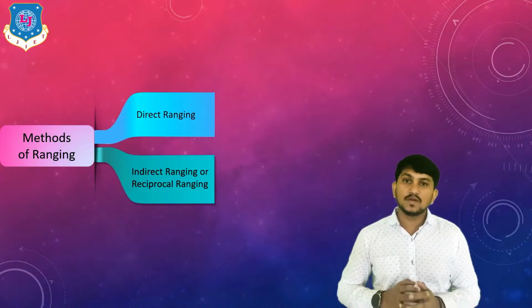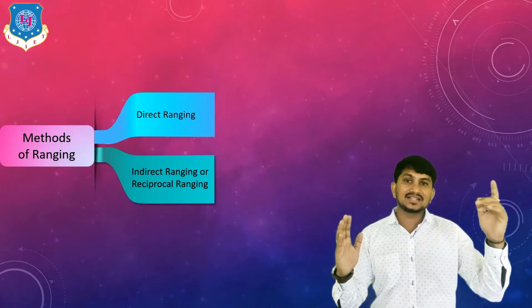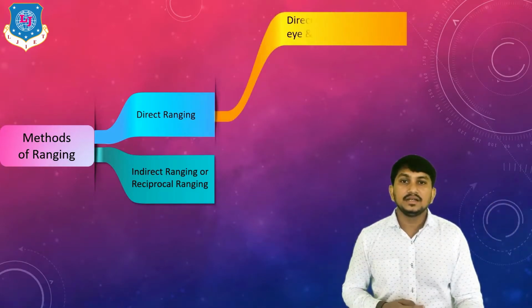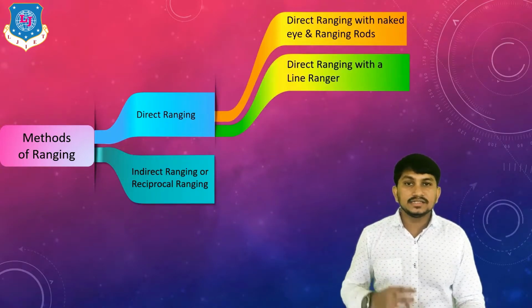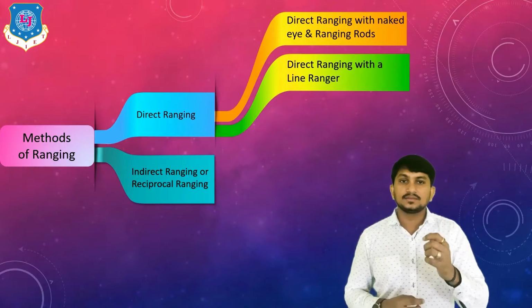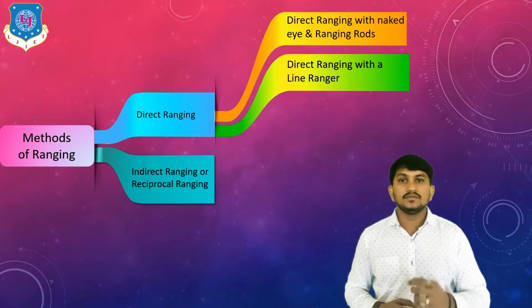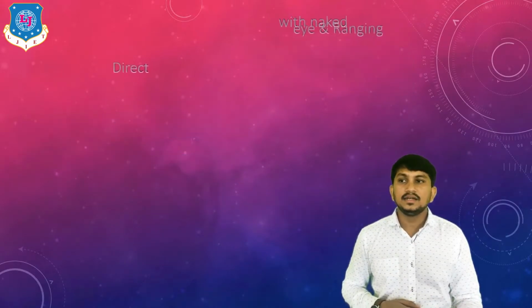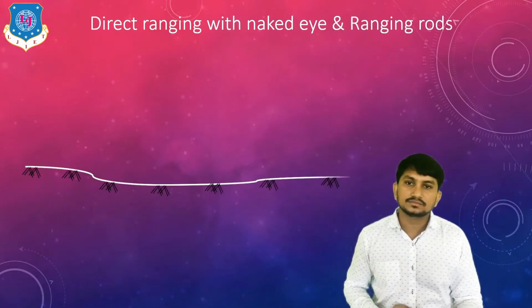Indirect ranging is used when the stations are not intervisible, meaning you cannot see the next station from the first station. Direct ranging is carried out by two methods. First is direct ranging using necktie and ranging rods, and second is direct ranging with one instrument, which is the line ranger. First we will see direct ranging with necktie and ranging rod.